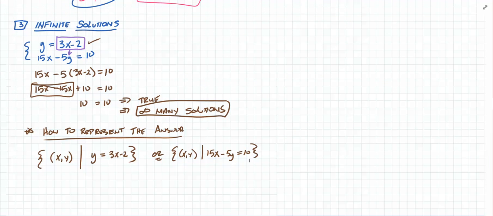Well, that one just came from the second equation in our system. You get a choice, okay? Either that one or that one. You don't need to write both of them down. But this is a nicer way of representing it: any x, y point that satisfies y equals 3x minus 2, or any x, y point that satisfies 15x minus 5y is equal to 10.